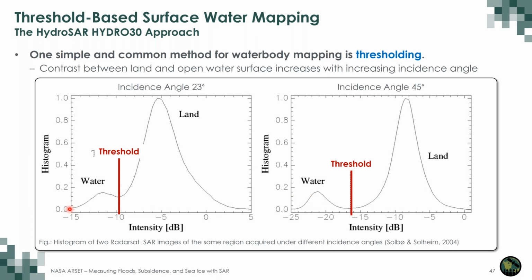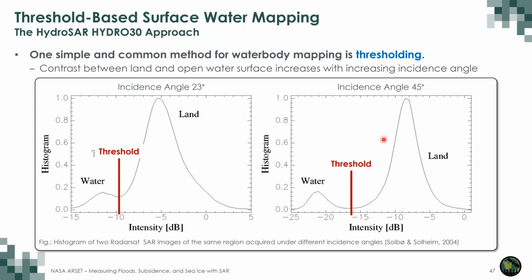You see, first of all, that the water and land classes are not equally separated in those two cases. These two cases are distinguished by some geometry characteristics. One of them is acquired with a look angle of 23 degrees, so this is a radar that looks very steeply to the ground. The other radar looks a little bit more shallow. This observation has 45 degrees.